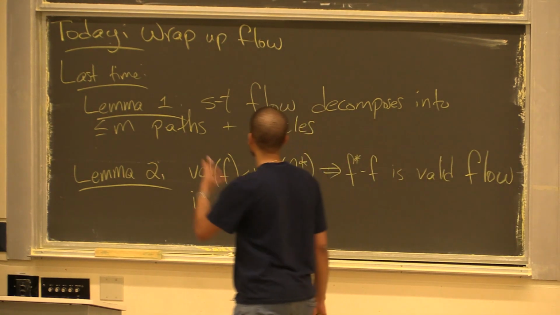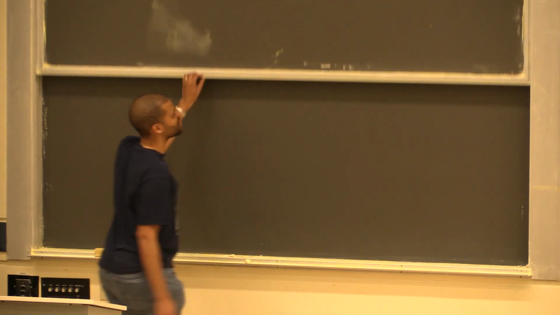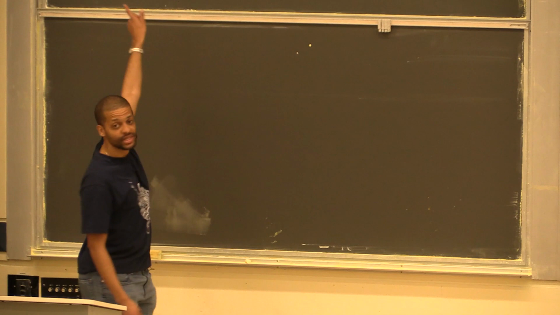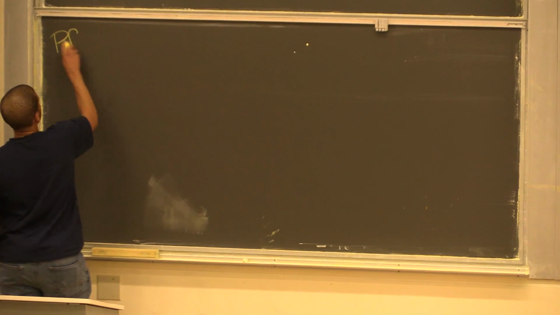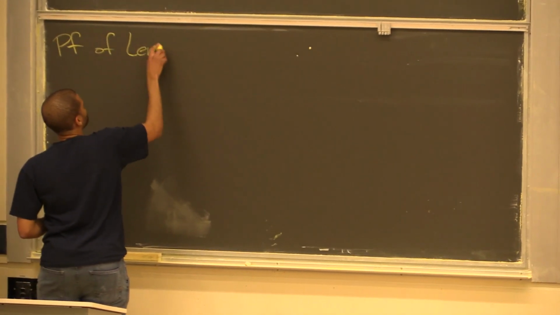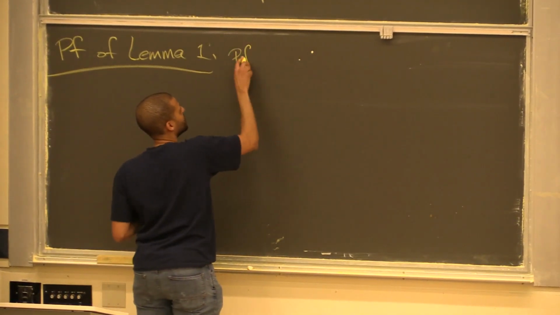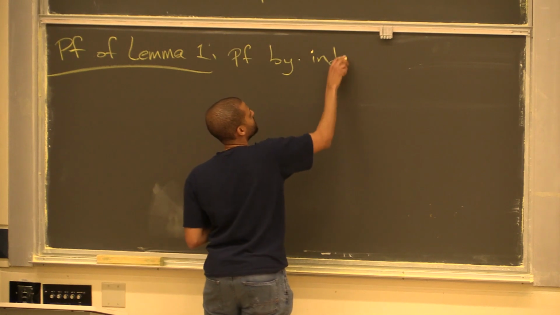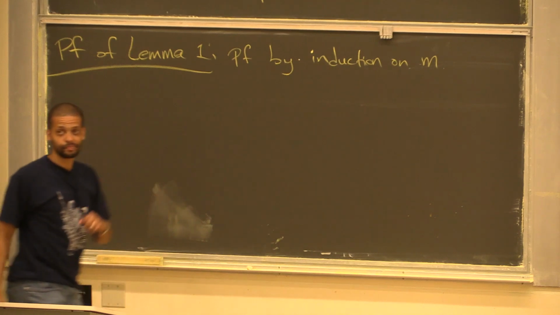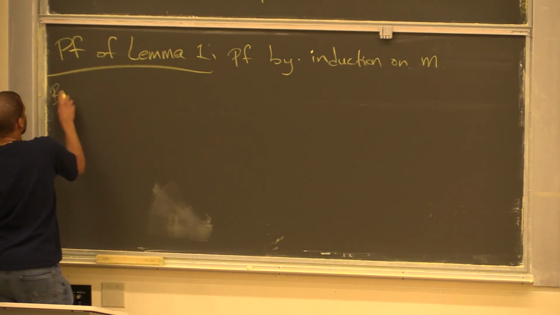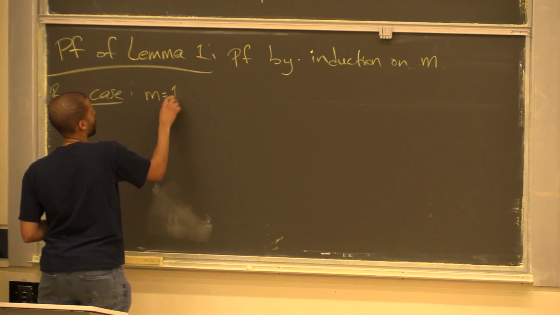So good. So let's prove lemma 1 first. Right, where in lemma 1, I'm using m to denote the number of edges in the graph. So we can prove it by induction on m. Okay. So the base case is m equals 1. There's only one edge in the graph.